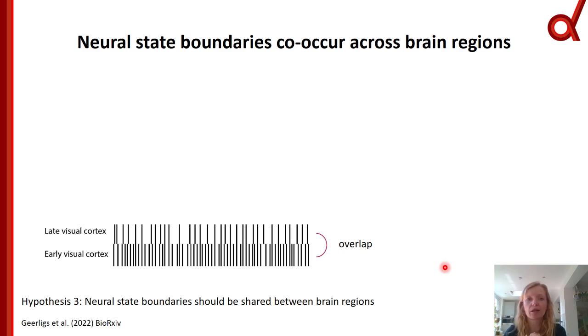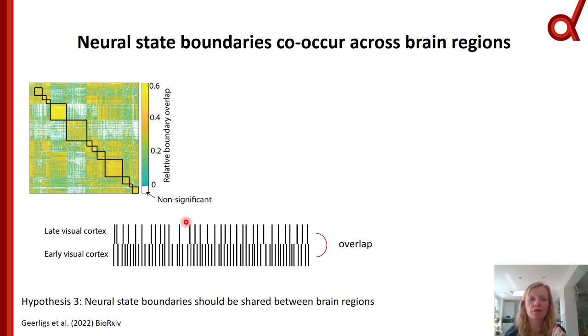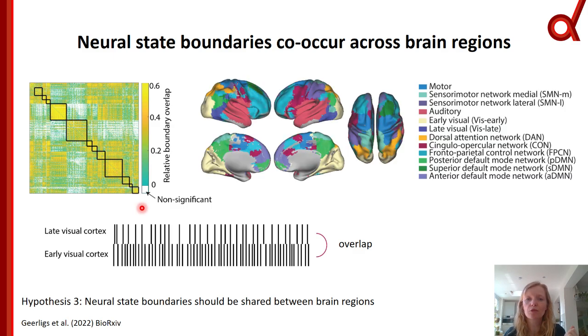Third, we expect that neural state boundaries co-occur across brain regions. So we looked at the overlap for each pair of searchlights that we investigated. And what we found is that there was a significant overlap, so everything that's not white is significant here, between most pairs of searchlights. So this is a searchlight by searchlight matrix showing the amount of overlap. We also found that there were groups of brain regions that had particularly strong overlap with each other. And these groups actually resemble the networks that we tend to identify in resting state connectivity research. So for example, we see a visual network, a dorsal attention network, a default mode network, and frontoparietal networks.